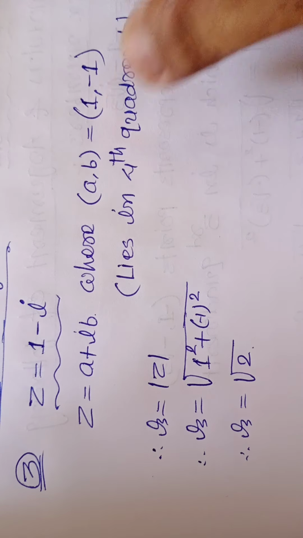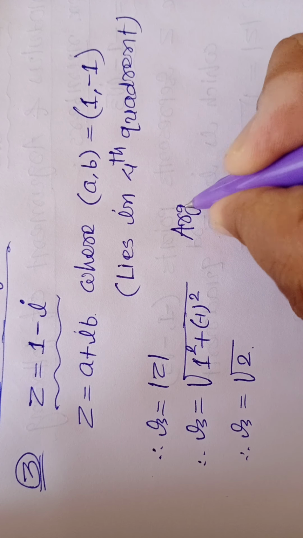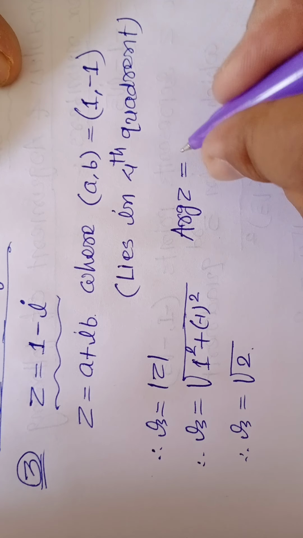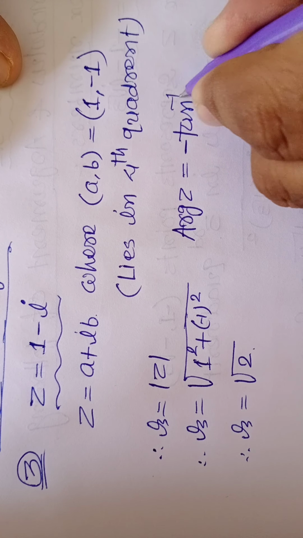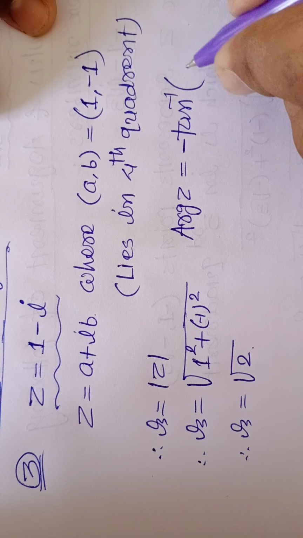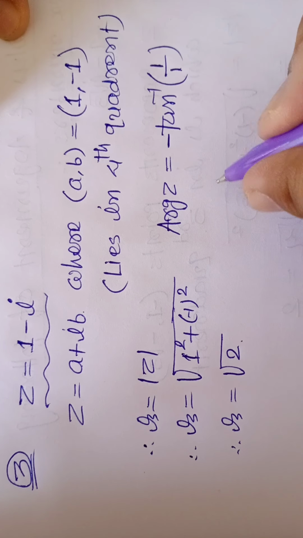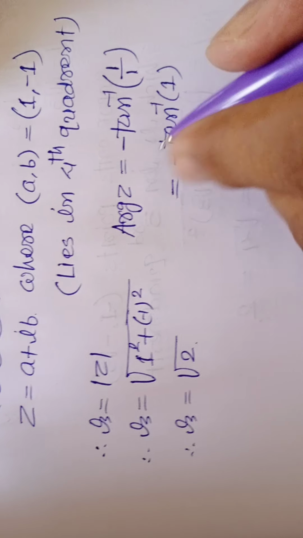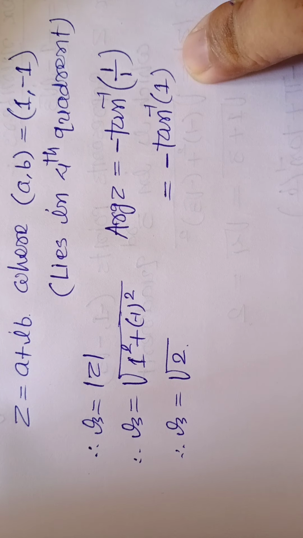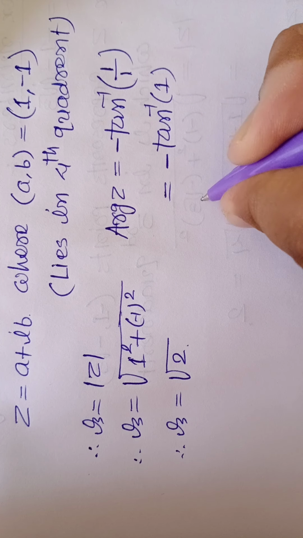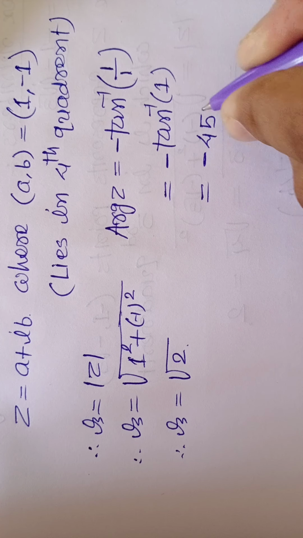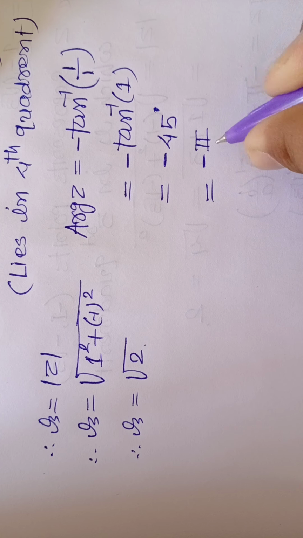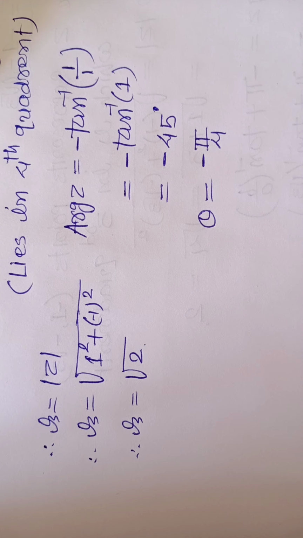And what about argument of z? Do you know arg z in the fourth quadrant? So you have to remember. In the fourth quadrant it is minus tan inverse, minus sign outside, b by a. So 1 by 1, minus tan inverse 1. And I think you know that the value of tan inverse 1 is pi by 4, 45 degree. So that is minus 45 degree. But we have to write here radian measurement. So that is minus pi by 4. So theta is minus pi by 4.